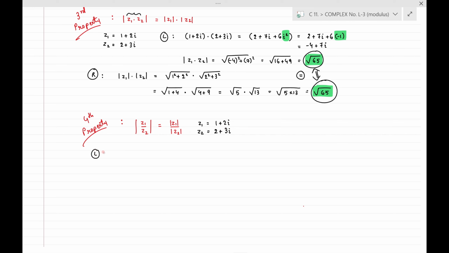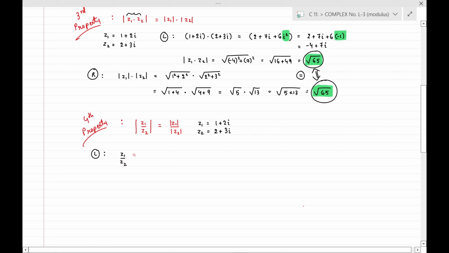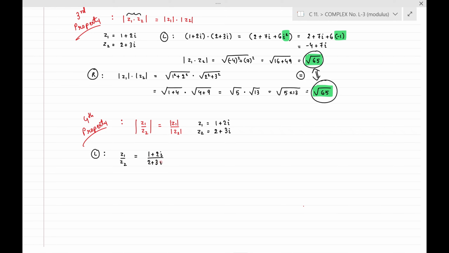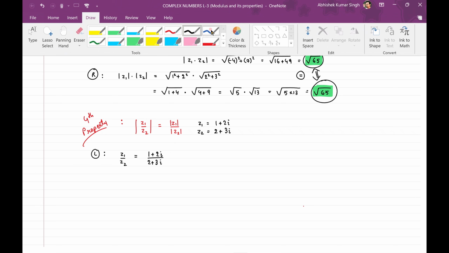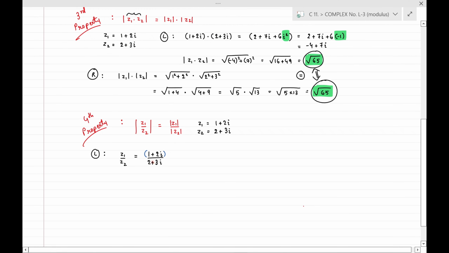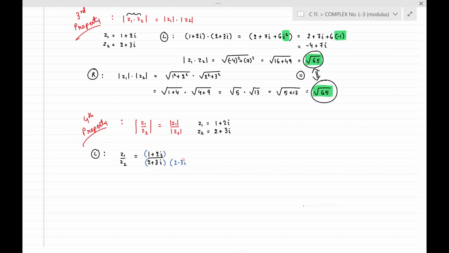Now the left hand side expression of this property will be equal to, first we will divide z1 and z2. So z1 is equal to 1 plus 2 iota divided by z2 is equal to 2 plus 3 iota. To divide this, we will first rationalize. We will always go through the rationalization process. So it will be 2 minus 3 iota in the denominator, and in the numerator as well. You'll multiply it.